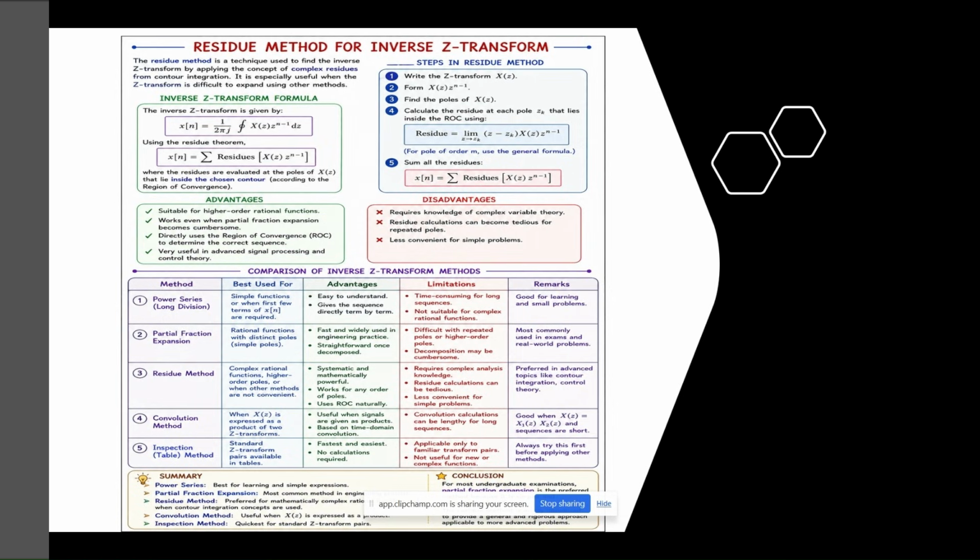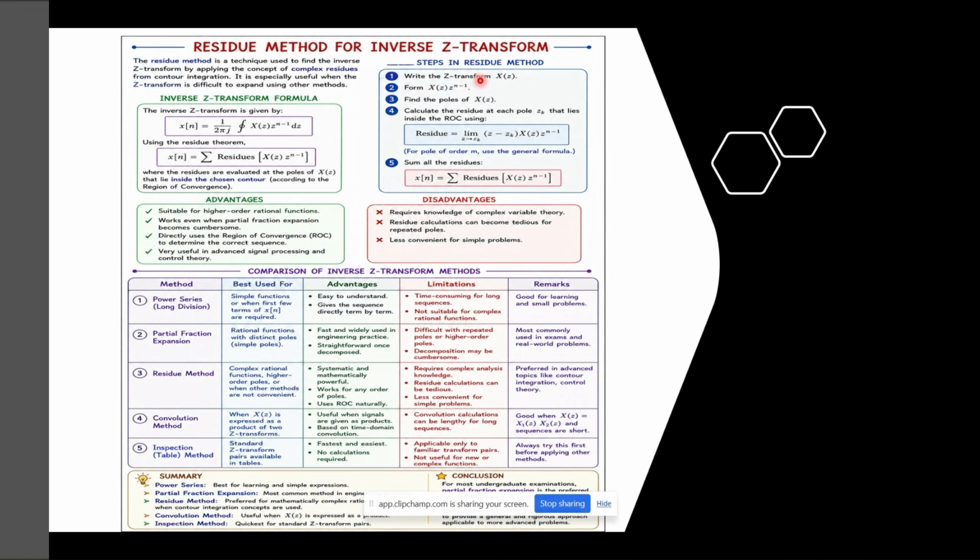The general formula for inverse Z transform using this methodology is 1 by 2 pi j closed contour integral of X of z into z power n minus 1 dz. Using the theorem, x of n, that is the discrete time sequence, is equal to the summation of residues of X of z into z power n minus 1. So this is the general formula for finding the discrete time domain sequence using the residue method.